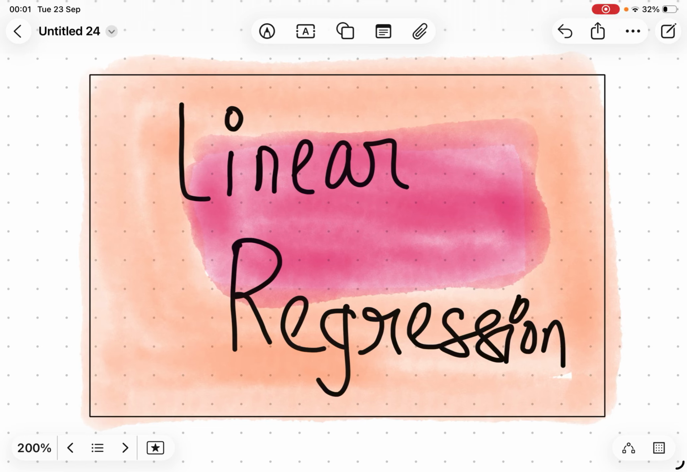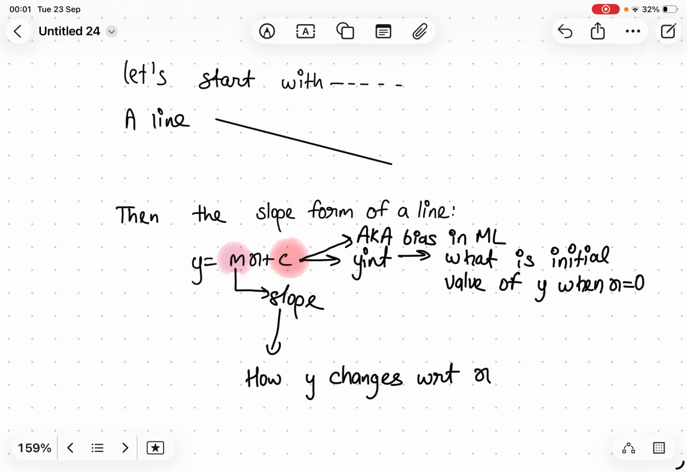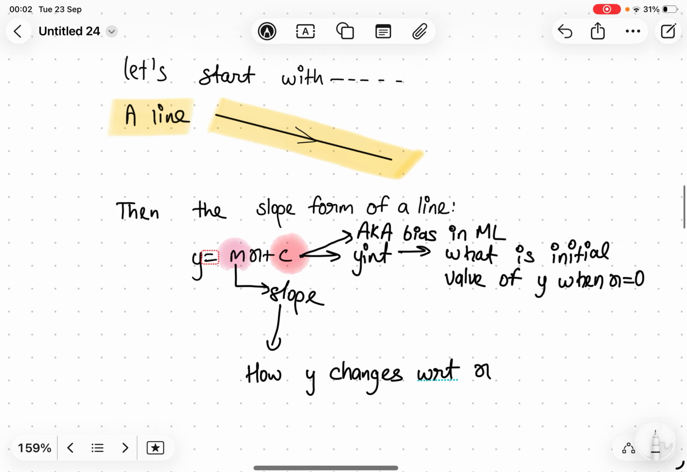Today in this video we'll learn about what linear regression is. It is a very interesting topic, so let's get right into it. Firstly, let's start with a line, right? First, to understand an advanced topic, you need to understand the basics first. So we all know what a line is, right? It's just a group of points pointing towards a specific direction.